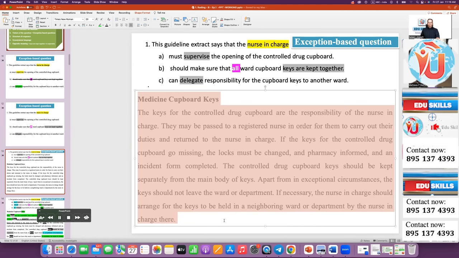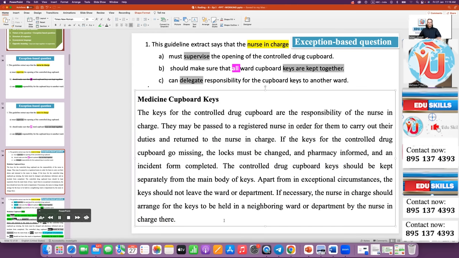Medicine cupboard keys. The keys for the controlled drug cupboard are the responsibility of the nurse in charge. They may be passed to a registered nurse in order for them to carry out their duties and return to the nurse in charge. If the keys for the controlled drug cupboard go missing, the locks must be changed, and pharmacy informed, and an incident form completed. The controlled drug cupboard keys should be kept separately from the main body of keys. Apart from in exceptional circumstances, the keys should not leave the ward or department. If necessary, the nurse in charge should arrange for the keys to be held in a neighboring ward or department by the nurse in charge there.